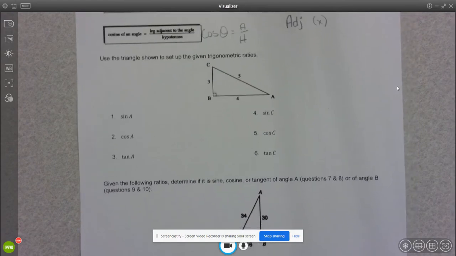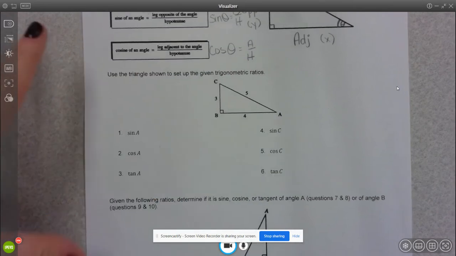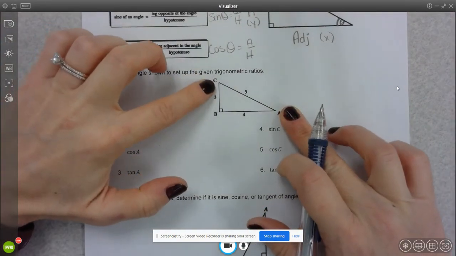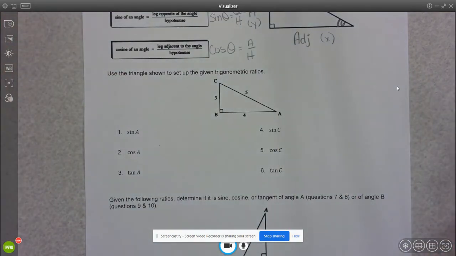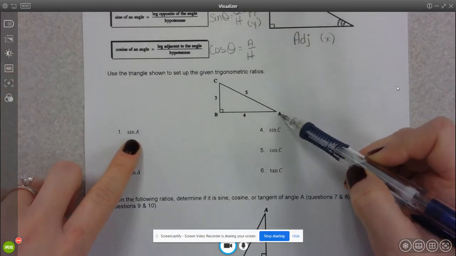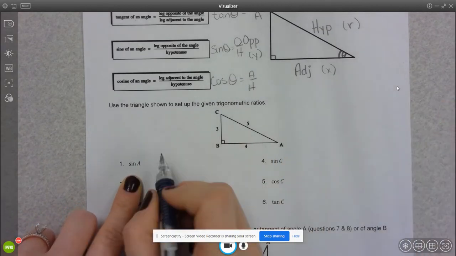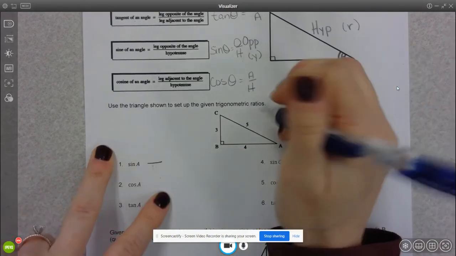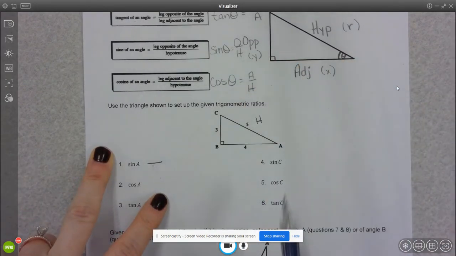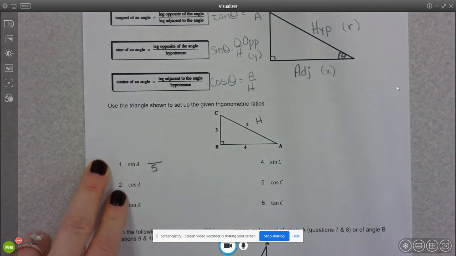So now it's going to get a little funky because I'm giving you different angles to look at. You will only be using the angles that are not right angles. I can't use the right angle. That does not make sense because the opposite would also be the hypotenuse. No, no, no. So the sine of A. Sine is my opposite side over my hypotenuse. Well, anytime I see the hypotenuse, it doesn't matter if I'm using A or C as my angle, my hypotenuse is going to be the same.